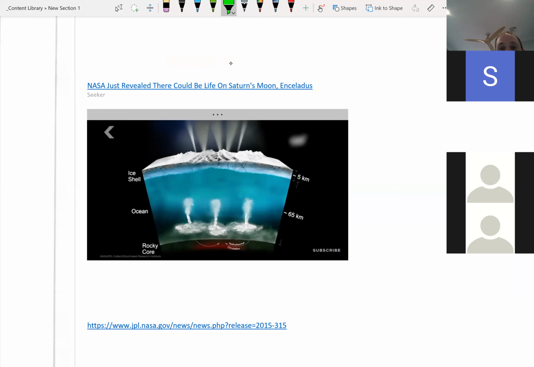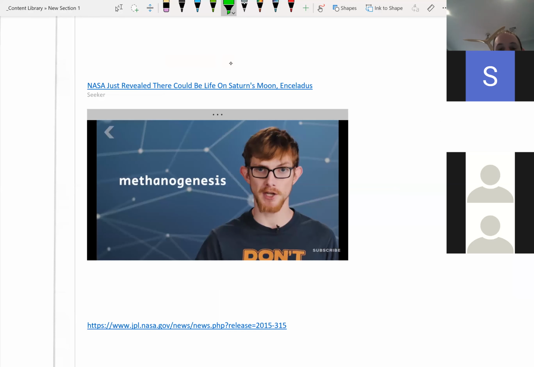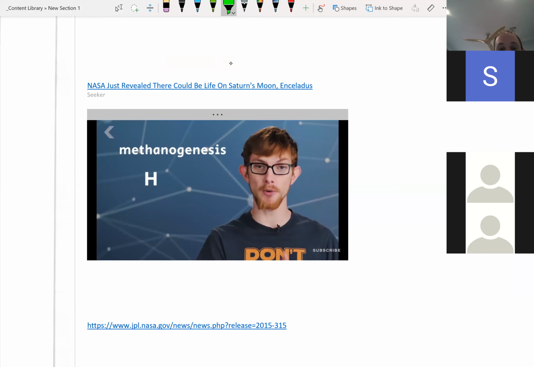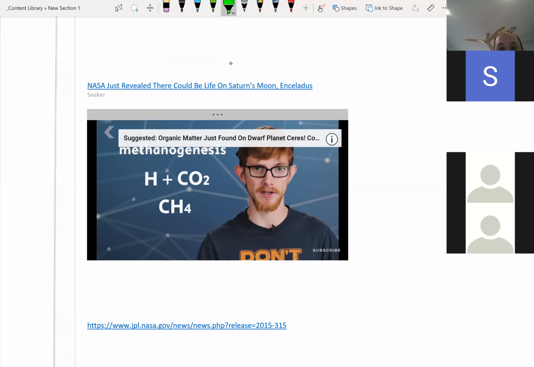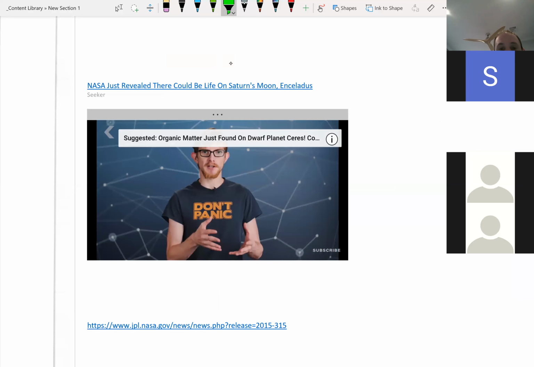Using a process called methanogenesis, potential life forms could combine the hydrogen we now know is on Enceladus with carbon dioxide to produce energy, with methane as a byproduct. Methanogenesis is at the root of our tree of life, and may have even been critical for life on Earth to start.